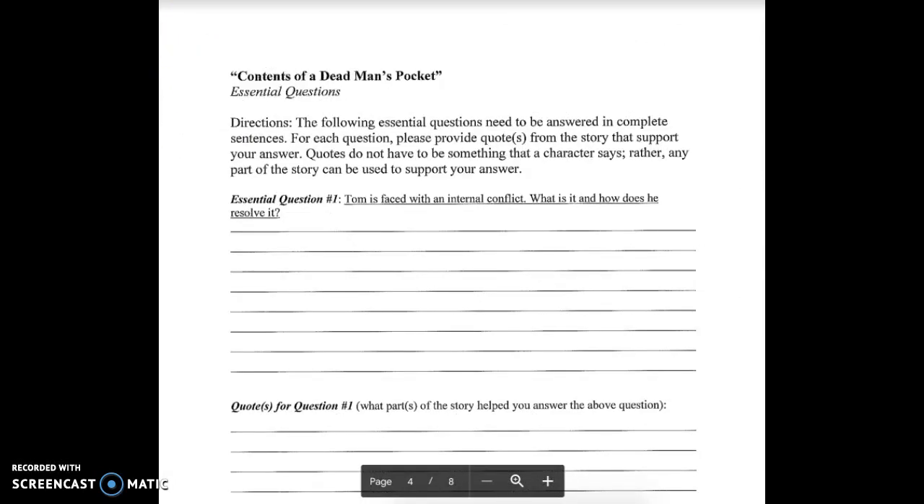To this point, I think we can answer essential question number 1 and essential question number 2. Essential question number 1 says, Tom is faced with an internal conflict. What is it, and how does he resolve it? Well, the internal conflict seems to be that he can either go with his wife to the movies, or he can stay home to work. Now remember, he doesn't feel as though he has to work today, but he can get ahead, and maybe his boss will read his work over the weekend instead of having to wait until Monday. So he's kind of wrestling with that.